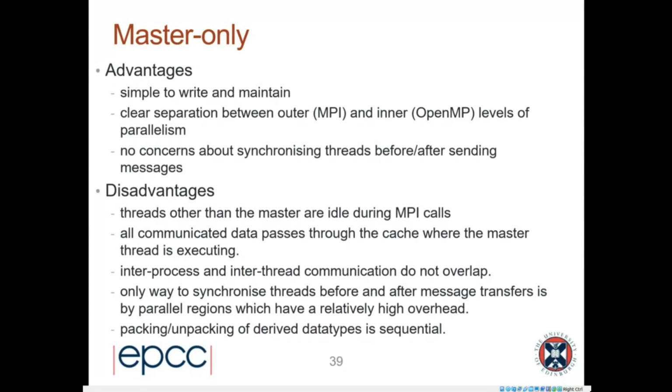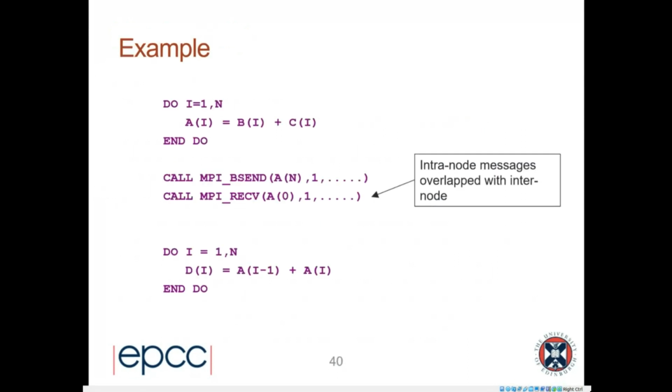So I'll quickly go through the advantages and disadvantages of these. In a normal MPI program, it's possible that the intranode messages overlap the internode ones. What I mean is, the messages which are sent off node will happen at the same time as the messages which happen on node, because they're being handled by different processes.